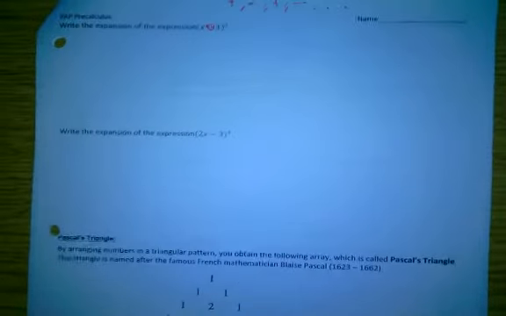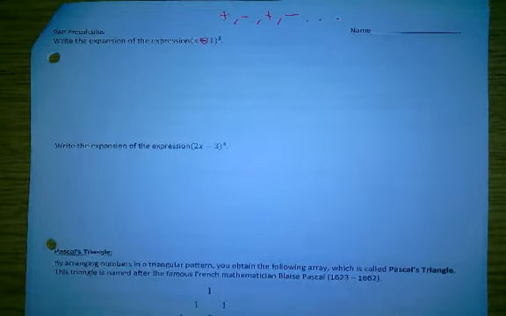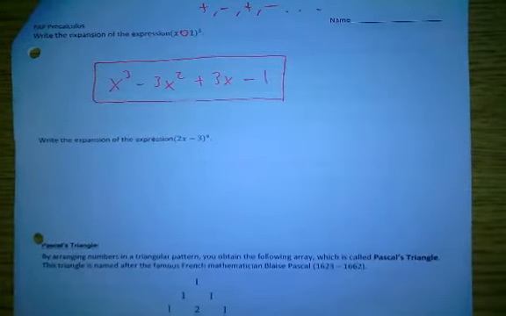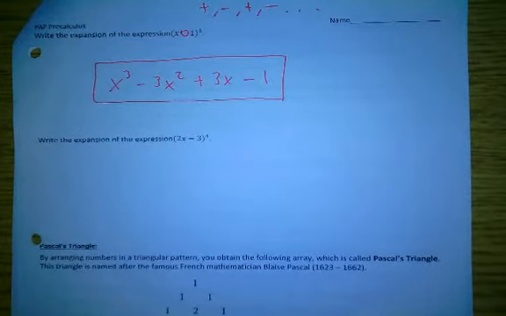Alright, check your answer for the second one. I hope you realize that this was the exact same problem, so you didn't really need to do all the work other than just change the signs. Okay? So it's just x to the third minus 3x squared plus 3x minus 1.